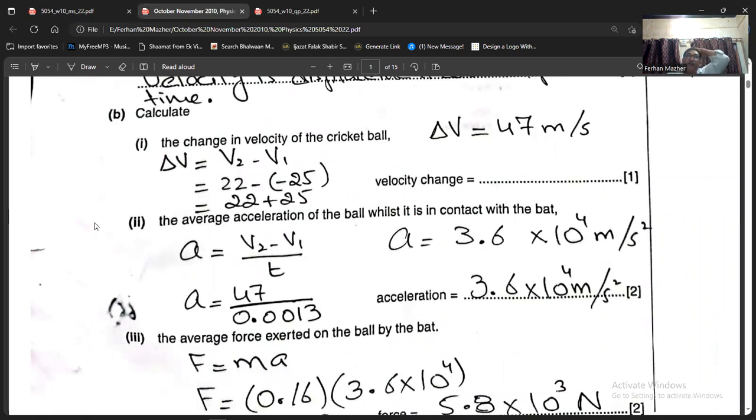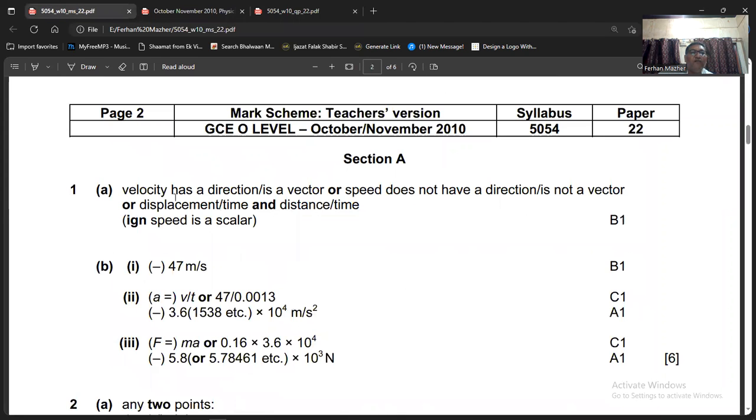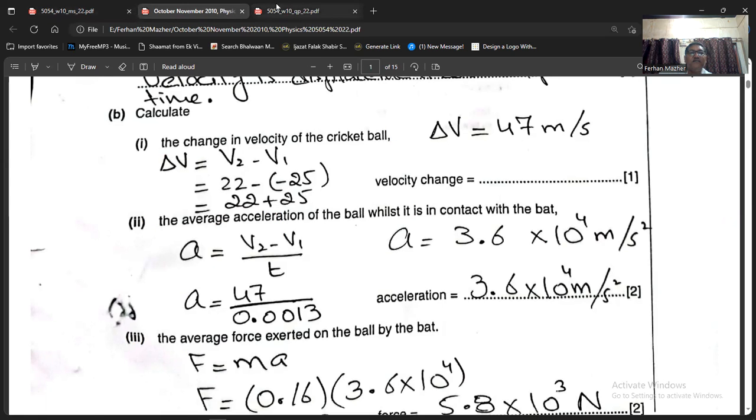The change in the velocity will be v2 minus v1, final velocity minus initial. I have supposed that the final velocity is positive and the ball coming towards the bat is negative. So 22 minus (−25), which becomes 22 plus 25. So the change in the velocity will be 47 meters per second. 47 meters per second is the right answer.